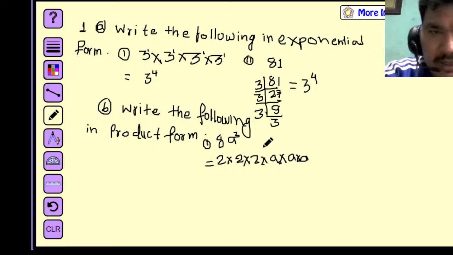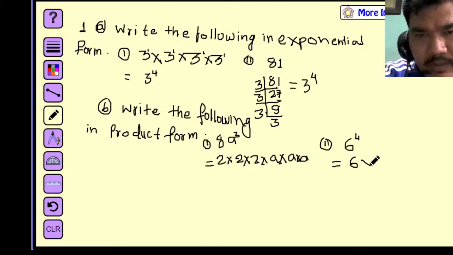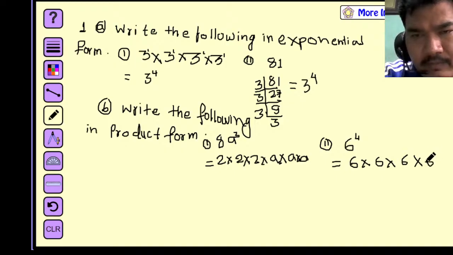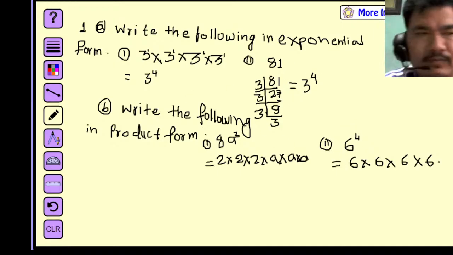Right, students? Sometimes there may be a second question like this. If it is given as 6 to the power 4 and is asked to write in product form, what to do here? You will write 6 multiplied by 6, multiplied by another 6, multiplied by another 6. 6 to the power 4 means we write it like this in product form.